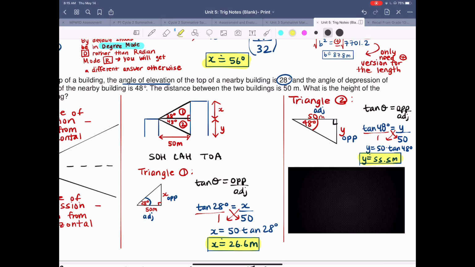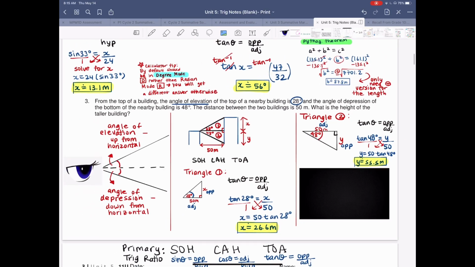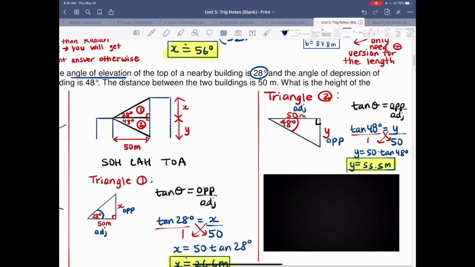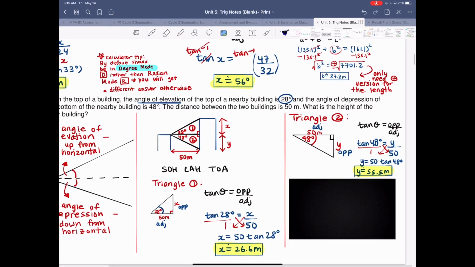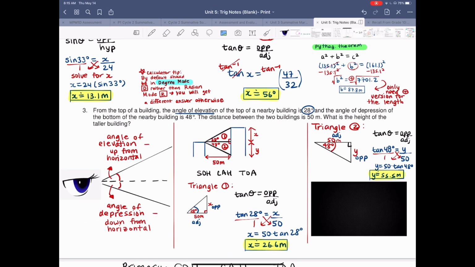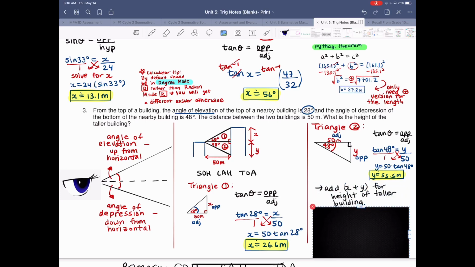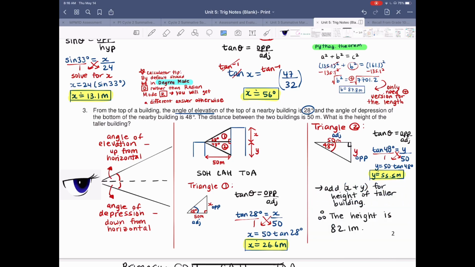So how are you going to conclude this question? Well, you can't just say therefore x equals that and y equals that. Sometimes a problem I'm seeing with the summative is that students are not really interpreting what's going on. You have to specifically label and identify what's going on. And so the height of the taller building, which is the original question, is made up by x plus y according to the diagram that I particularly drew. And so I'm going to have a therefore statement that says, therefore, the height is 82.1 meters for the taller building.